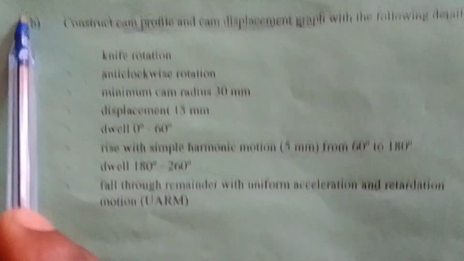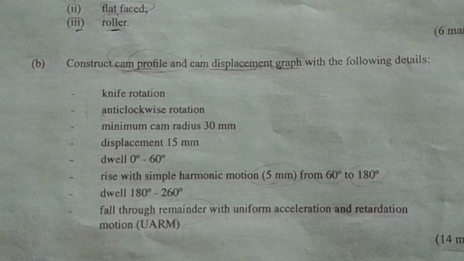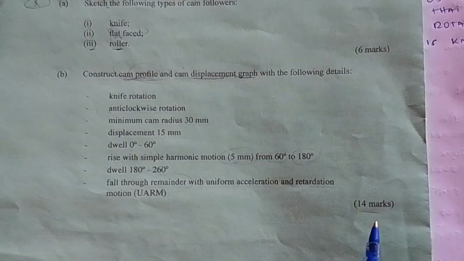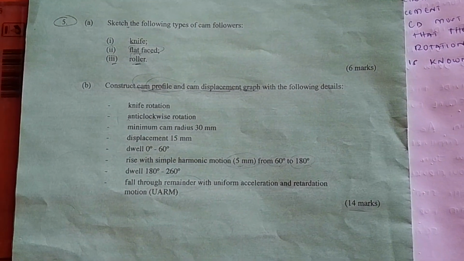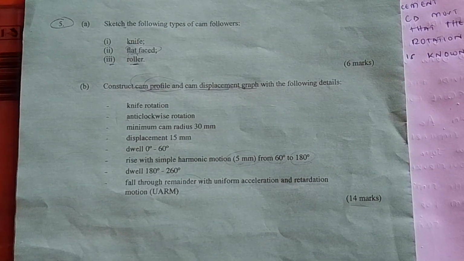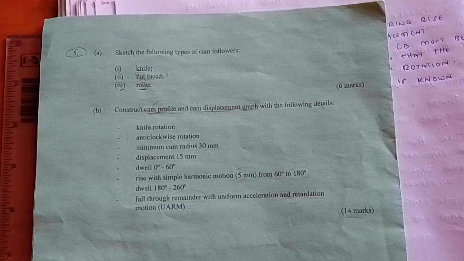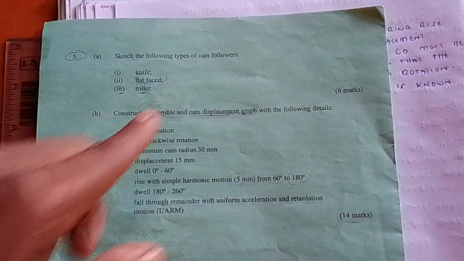And this part of the question is part B of the question. It is always carrying a good number of marks, which is 14 marks. In KNEC, you only need 40 marks so that you can pass your exam. And you are having a question that is 20 marks. Very simple. You have been told to sketch the following types of cam follower.